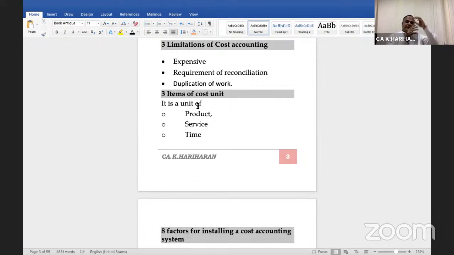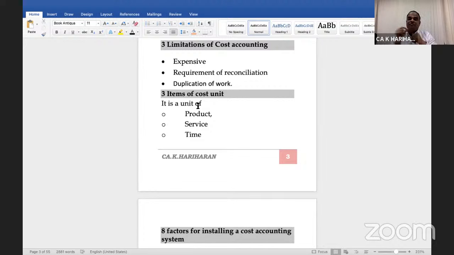I invested the money in the factory. Factory is a cost center. Then, out of the factory, I am going to produce a product called pen. By way of selling the pen, I am going to recover the money. Then the product is a cost unit for me. Hariharan Associates, an audit firm, I am incurring the cost. My audit firm is the cost center. By way of rendering services, I am recovering the money. Therefore, service is a cost unit for me.